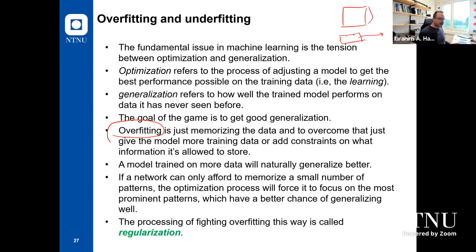if the system can generalize, in fact. Overfitting is where the model just memorizes the data, and to overcome this, we may need to train the model with more data or add some constraint on what information it is allowed to store. A model trained on more data will naturally generalize better. So we need more data, because overfitting means the model has higher capacity. Higher capacity means the model is very powerful, in fact. So the model has more weights.